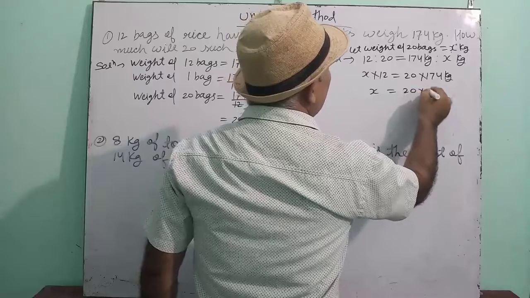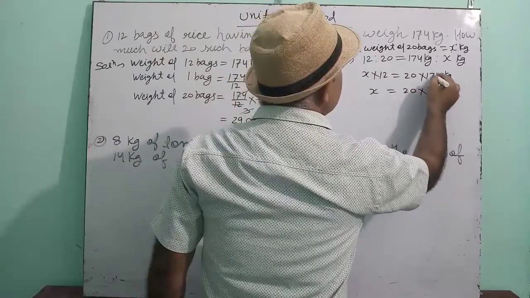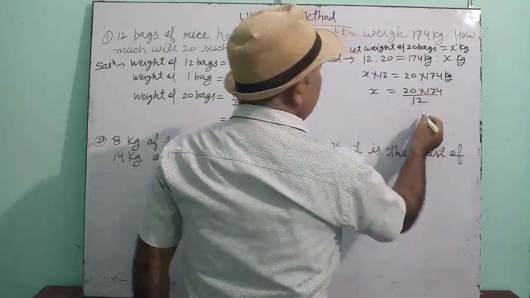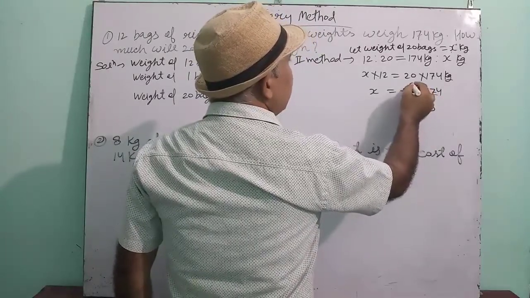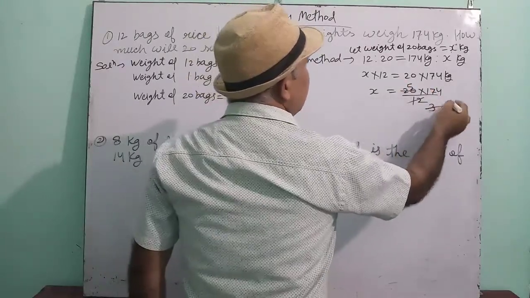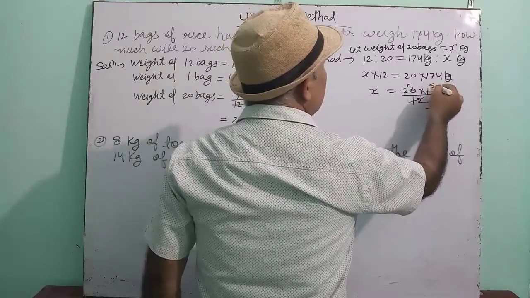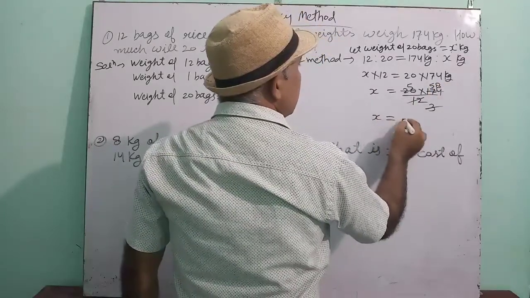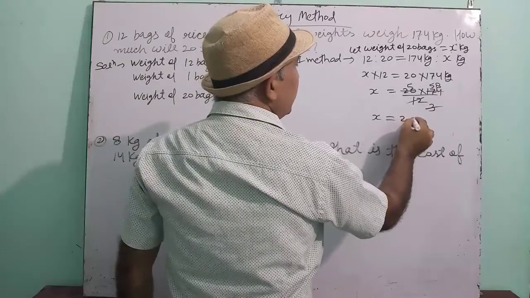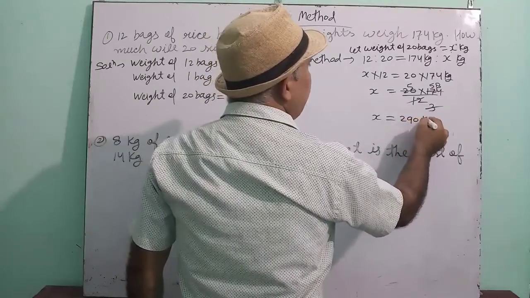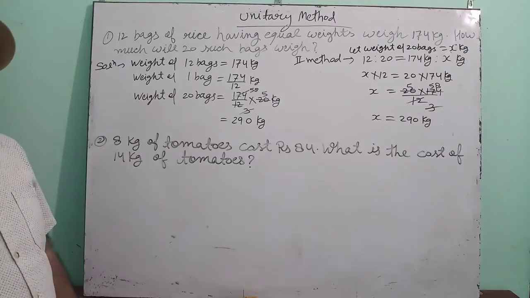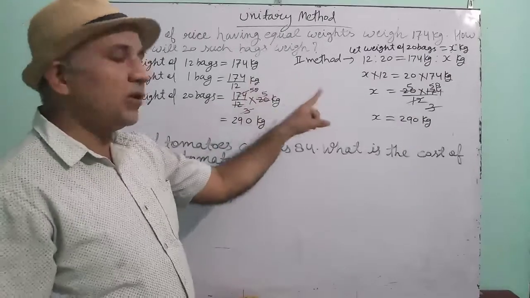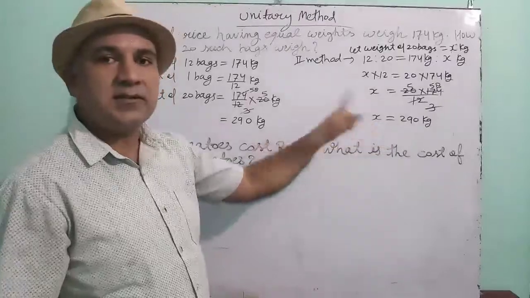X is equal to 20 into 174 upon 12. 12 divided by 4, 3. 20 divided by 4, 5. 3 dividing 174 by 58 times. So x is equal to 5 into 58, 290. Means x is equal to 290 kg. So whatever method you are following, answer will be same.